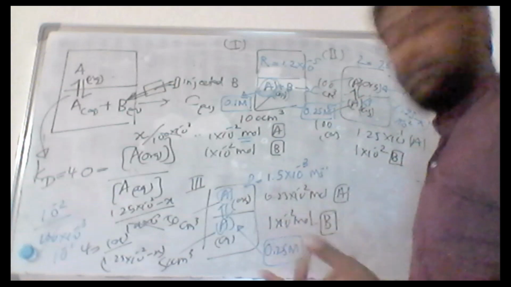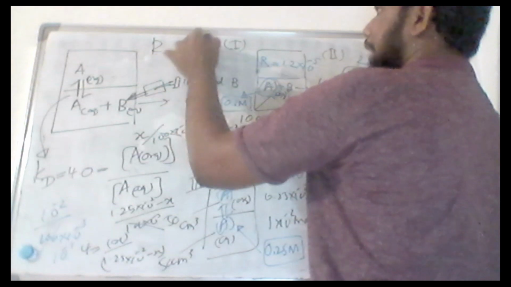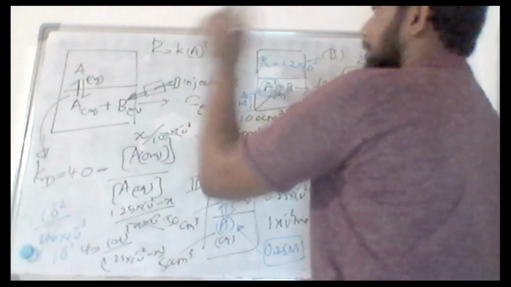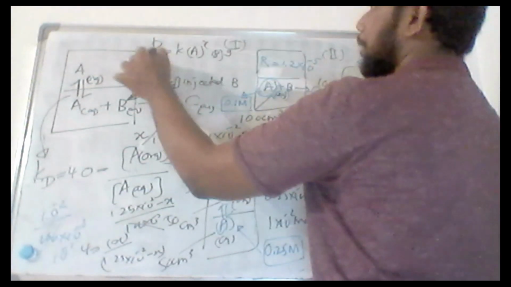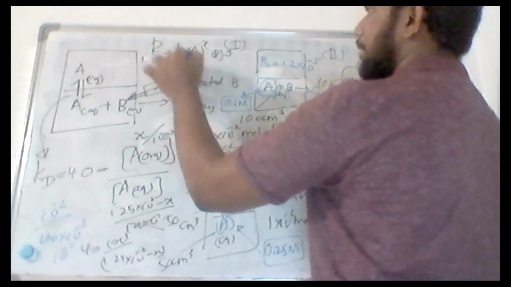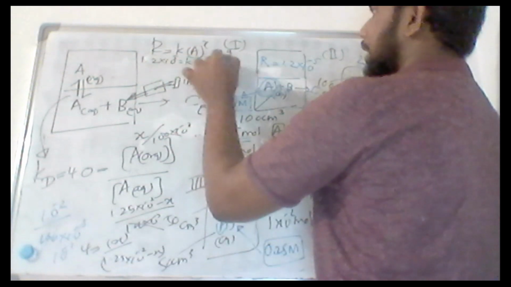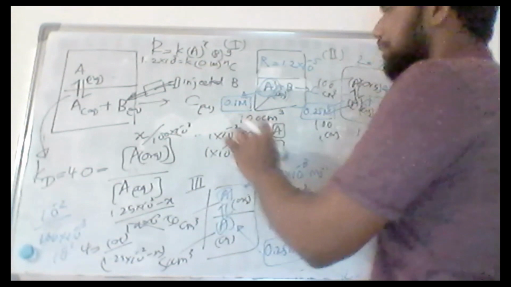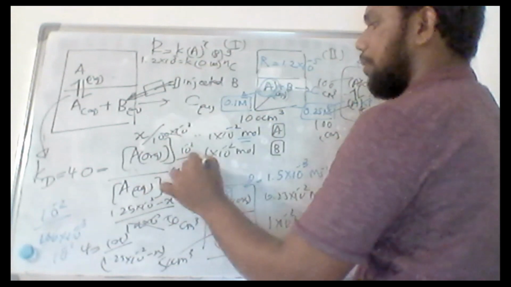So according to our rate expression, if you can remember, rate R is equal to K times concentration of A to the X times B to the Y. So the rate for this experiment is given as 1.2 into 10 to the power 5, rate constant K, concentration of A initial 0.1 normal to the power X, and B concentration is 10 to the power -2 divided by 100 into 10 to the power -3.